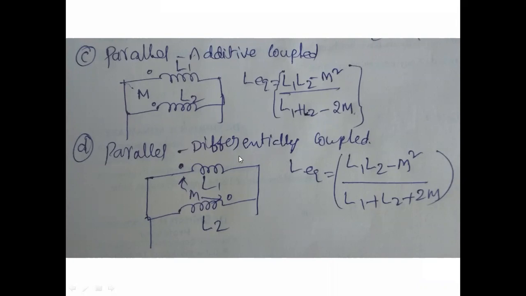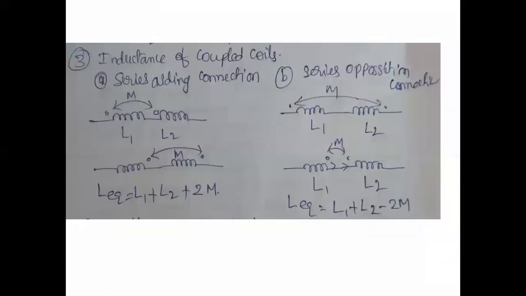Similarly, parallel differentially coupled. Here the dot representation is opposite, so the flux will vary. For that we have (L1 L2 minus M square) by (L1 plus L2 plus 2M). Like this, we can have different representations of series and parallel combinations of inductances, one is series aiding and series opposing. Like this we can get the equivalent inductance values.